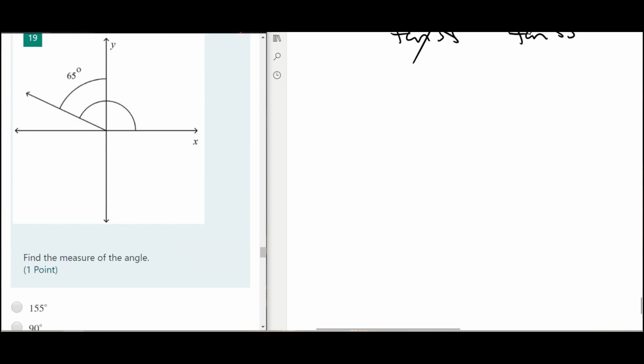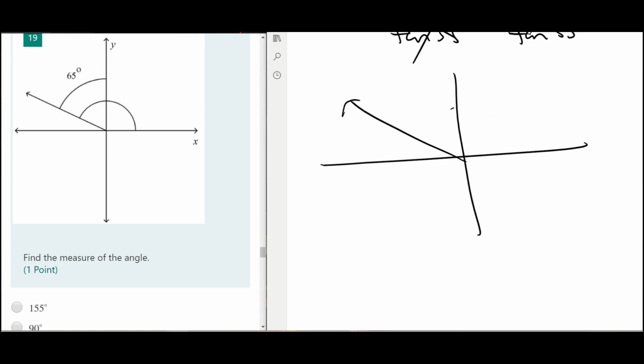All right, so here they're interested in finding the measure of the angle. They give you that this is 65 degrees, and they want to figure out this angle right here. Well, that angle is easy to find because we know that from here to here is 180. So then we have to do 180 minus 65. And that will give us the angle. You can also do 90 plus 65, and that would also work because you're going 90 degrees and then an extra 65. Either way, you'll get the same answer.